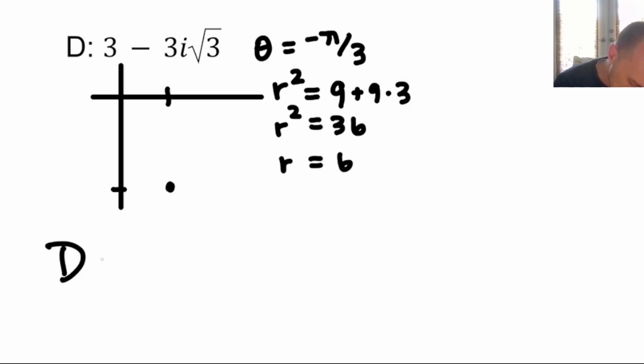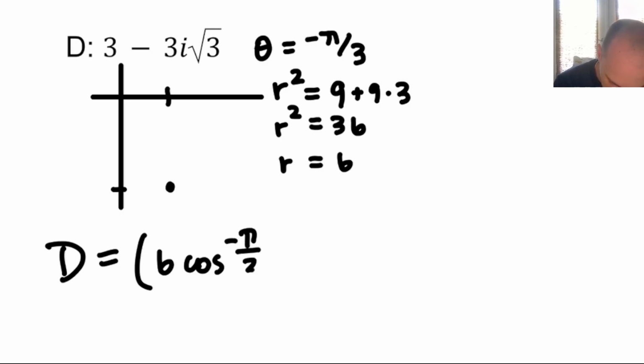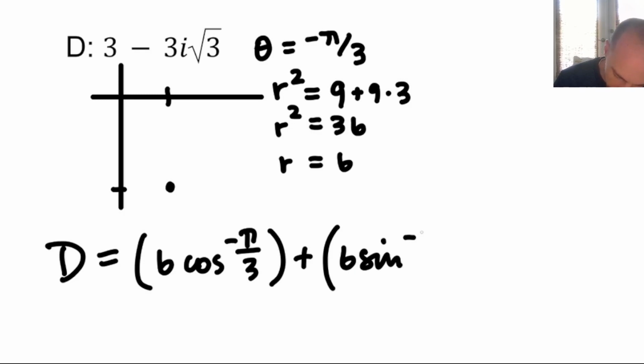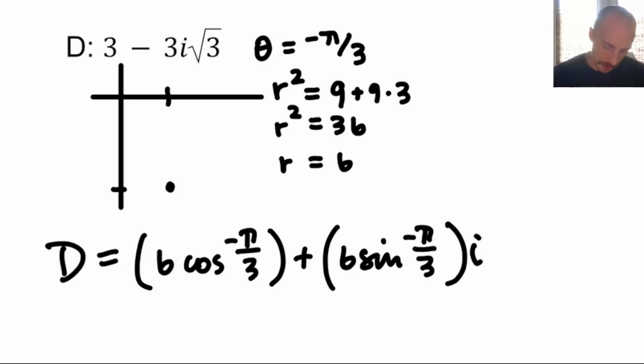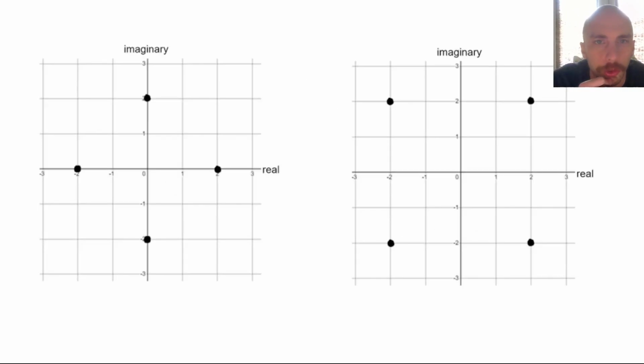So point D can be written as r cosine theta plus r sine theta multiplied by I. Okay. And now the last one, we're going to be writing an expression that represents each of the 4 points on each of these two images.